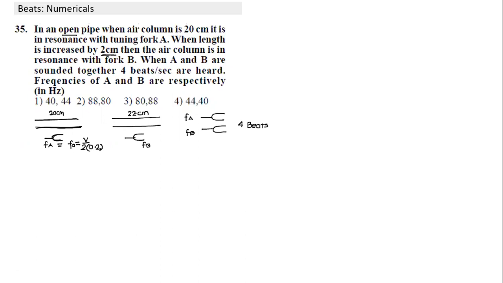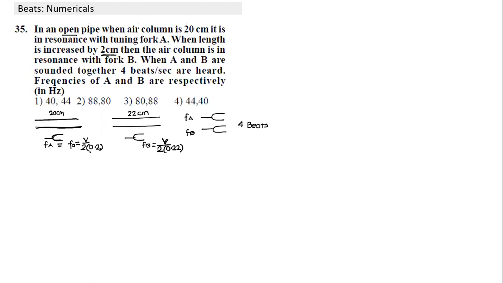Second thing, when the length is increased by 2 centimeter and the air column is in resonance with tuning fork B, it is again resonance, which means they have the same frequency. And whenever nothing else is given, we assume it is the fundamental frequency. What is FB equal to? Again, this is equal to the fundamental frequency. What is the fundamental frequency in this case? V is the speed of sound, which remains the same. This is V divided by 2 into 0.22.